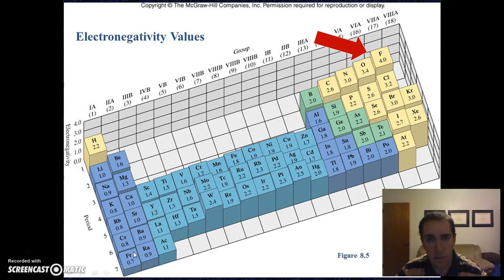General trend, what you have to remember is that fluorine in the top right corner is the most electronegative. So as you go from left to right, electronegativity goes up, it gets stronger. As you go from the top to the bottom, electronegativity gets weaker, the number goes down. If you can't remember those trends, all you have to remember is that fluorine is the most electronegative element. That's how I remember it. If you can remember that, you can figure out the trends from there.